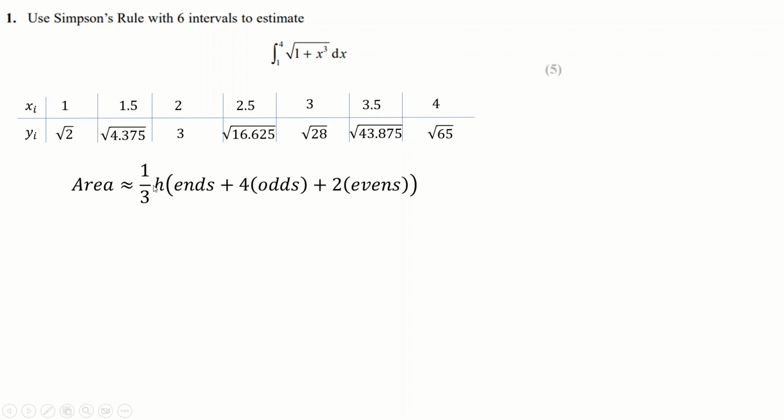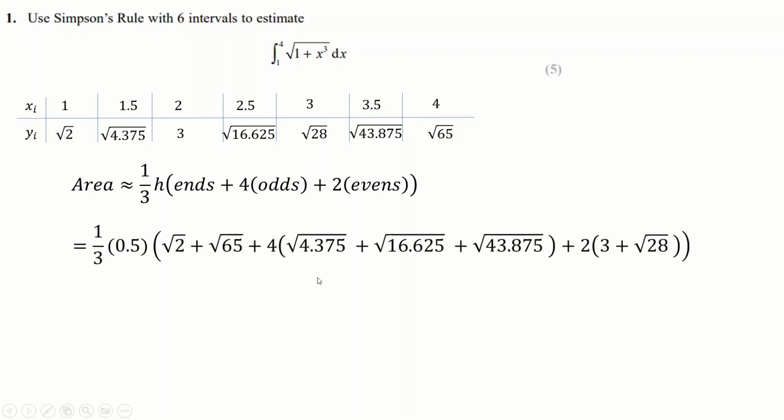It's 1/3. The length of the interval is a half here, that's h. The ends, I'm saying this one and this one, those y values are the ends. The odds are the first, the third, and the fifth of the actual values that aren't endpoints. And then plus 2 lots of the evens, which are 3 and root 28.